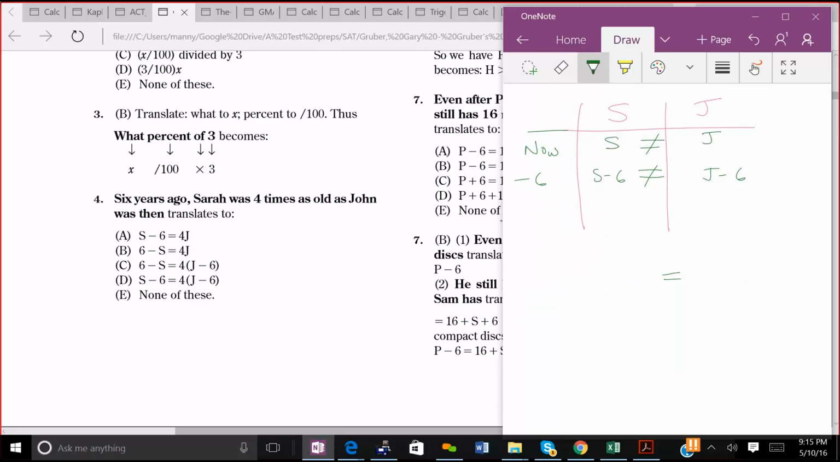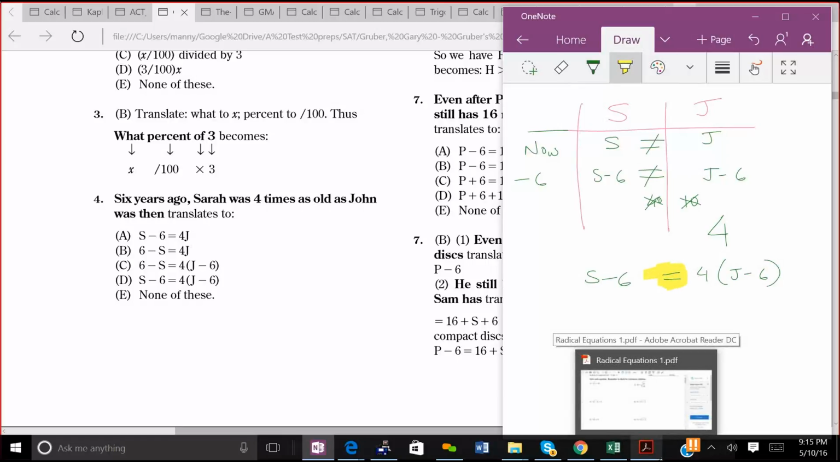So what do you do? Well, you can see the left side and right side. If John was like 10, Sarah must have been like 40, because she was 4 times as old. So really, to make it equal, you need to multiply John by 4. So these are dummy numbers. I'm going to get rid of this. So basically, you should have 4J minus 6 equals S minus 6. So this is the critical part. See that? Equals. Make sense?